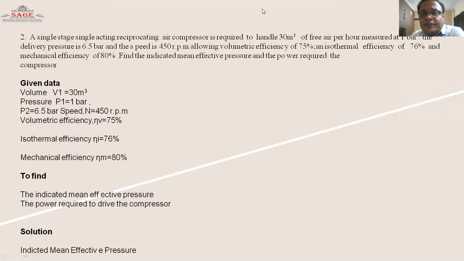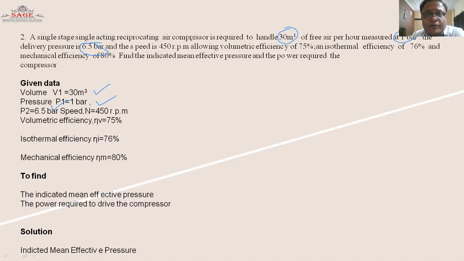The volume given in the question is 30 meter cube per hour; this is called V1. Pressure P1 is given as 1 bar, and P2 is 6.5 bar. It is also given in the question.